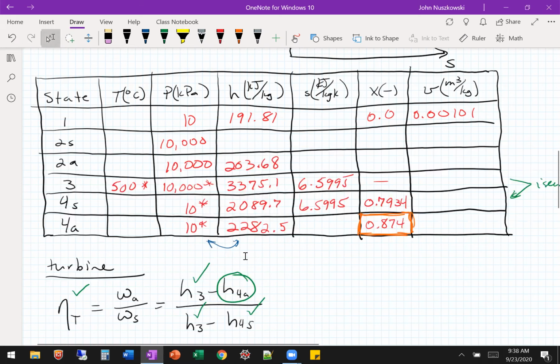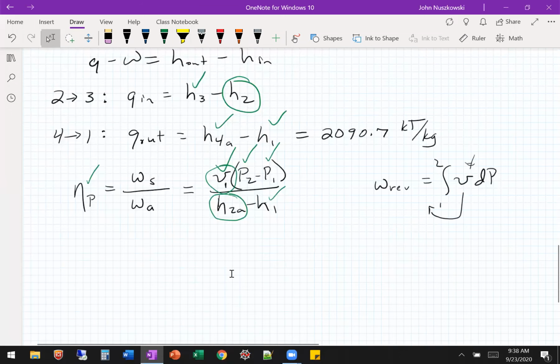Now we have the enthalpies at states 1, 2, 3, and 4. So that is enough to solve our problem. We have H2 now, so we can get Q in, which is 3171.4. Then we can use Q in minus Q out to get the work net out.